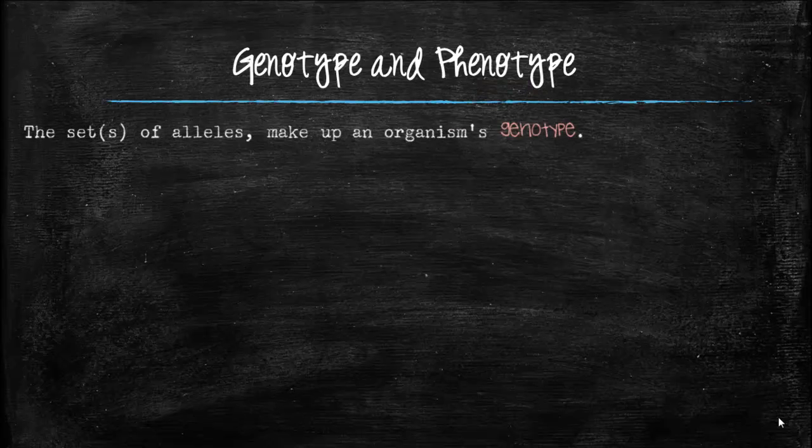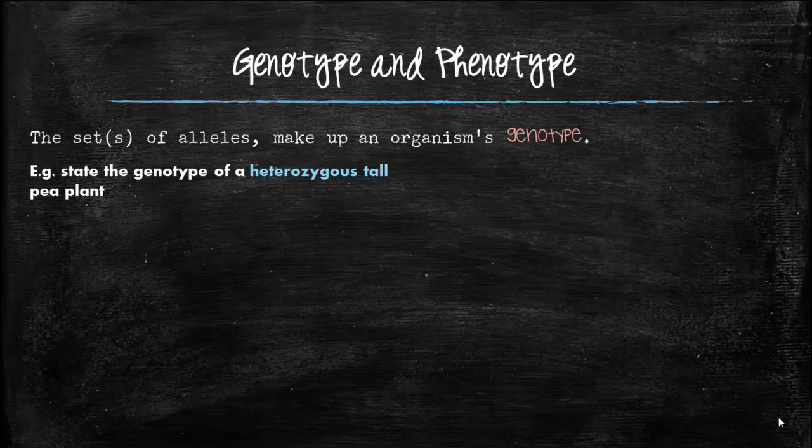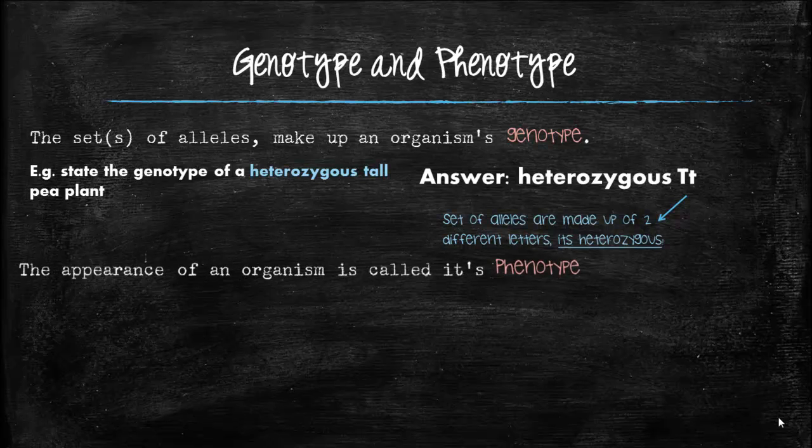Finally, we have genotype and phenotype. Genotype is represented by the set of alleles. As an example, we are going to state the genotype of a heterozygous tall pea plant. Recall that heterozygous means that there are two different letters. For pea plants, tall is a dominant trait and short is a recessive trait. So this means that the correct answer will be heterozygous Tt.